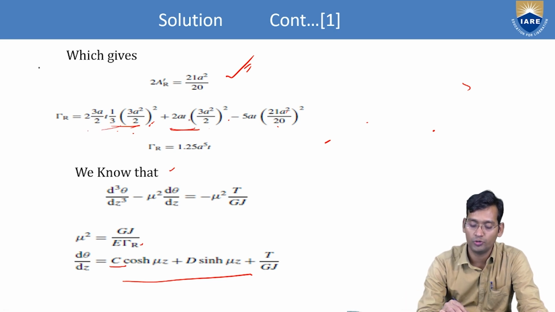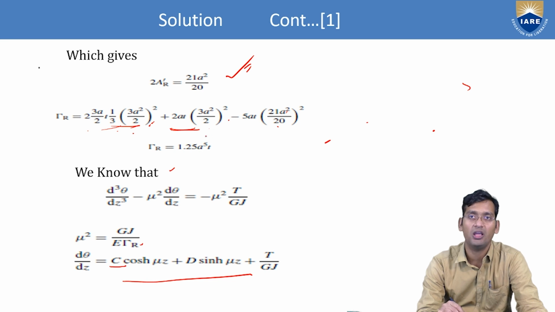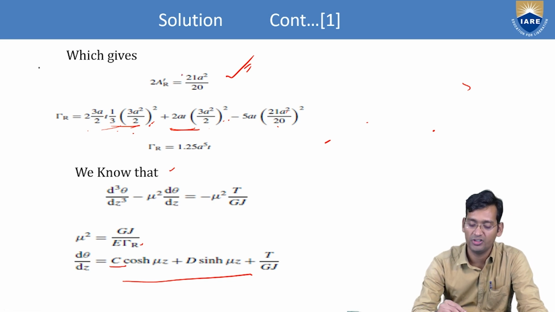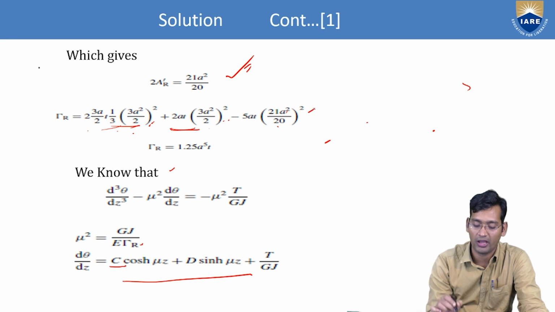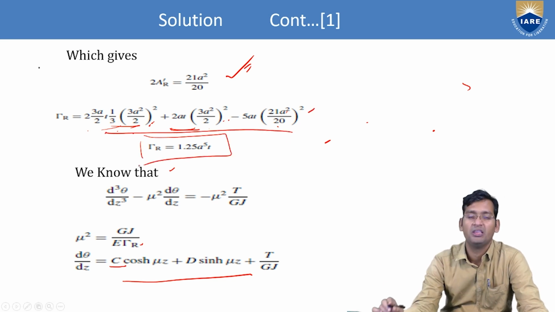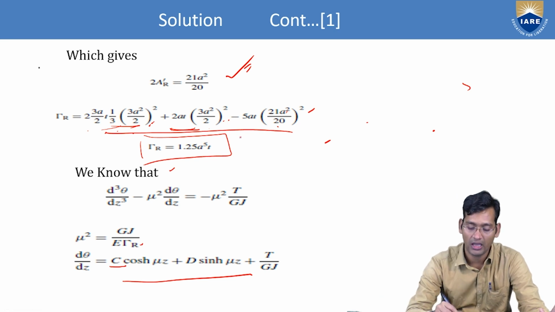Now for the rectangle, 2AT into (3A square by 2) whole square, right? Minus 5/8 into this 2AR dash, so (21A square by 20) whole square. After simplifying this, what will you get? Tau r equals 1.25 e power 5 t. So now we have tau r.